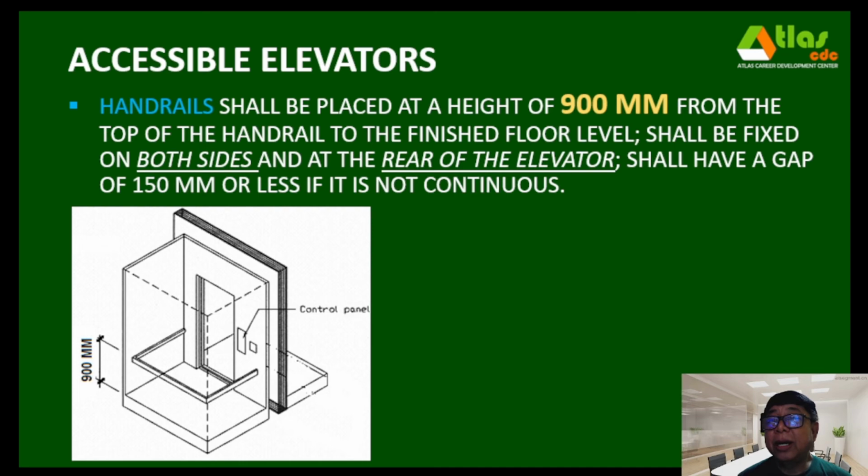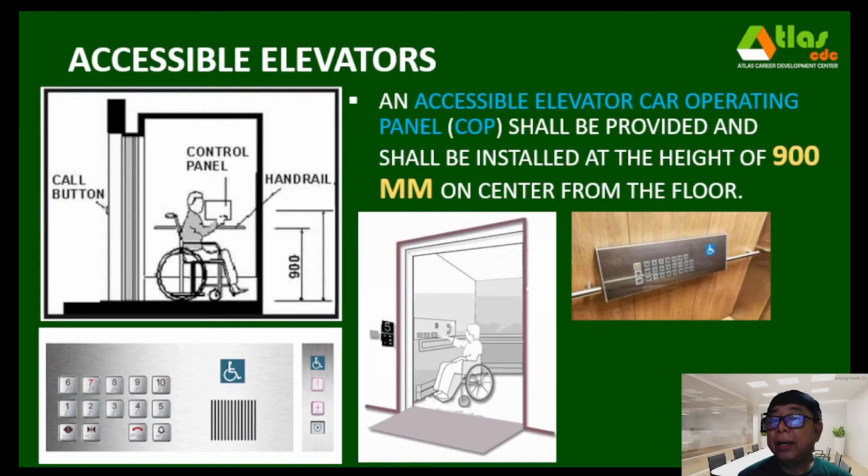The handrail shall be placed at a height of 900 mm from the top of the handrail to the finished floor level. So handrails are to be provided in the elevator car. Shall be fixed on both sides and at the rear of the elevator and shall have a gap of 150 mm or less if it is not continuous. An accessible elevator car operating panel or COP shall be provided and shall be installed at a height of 900 mm on center from the floor.